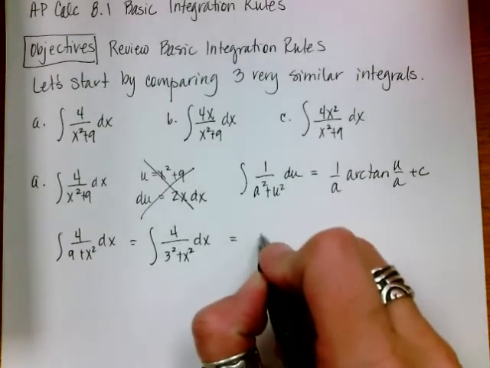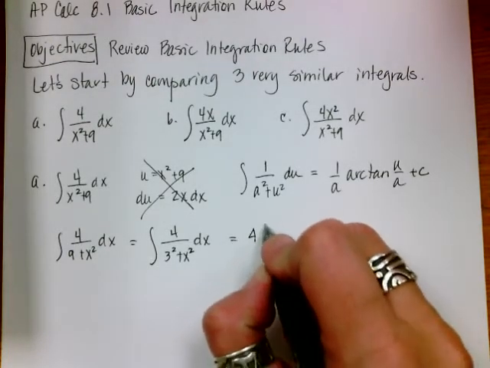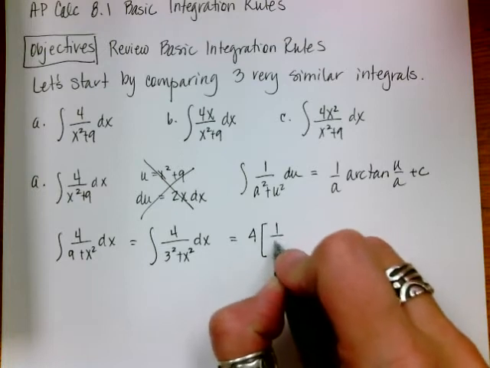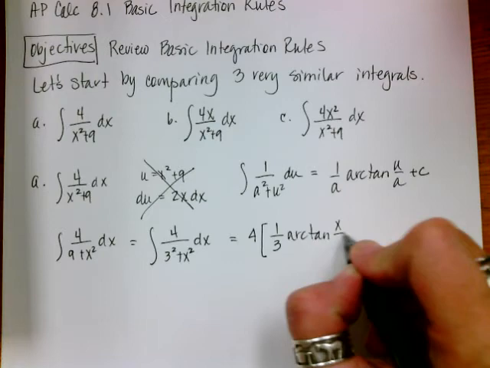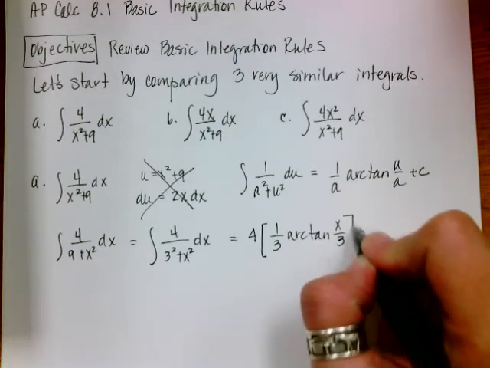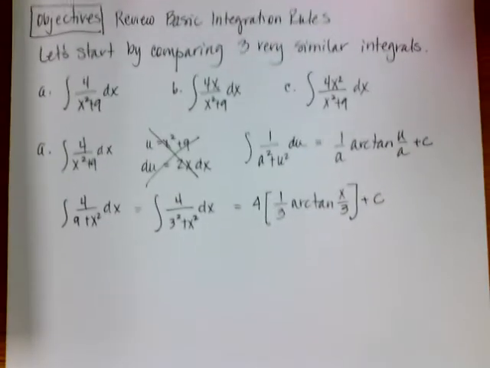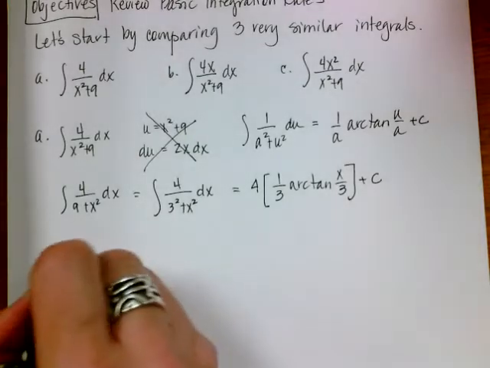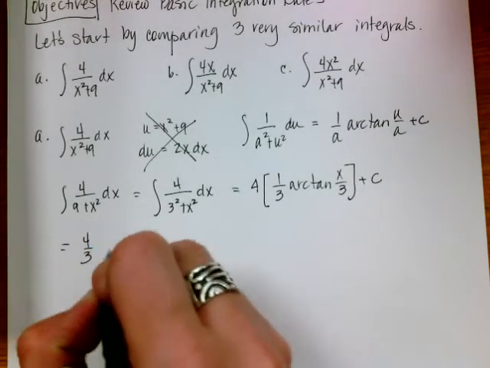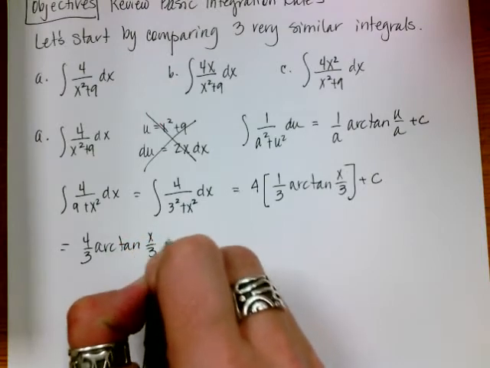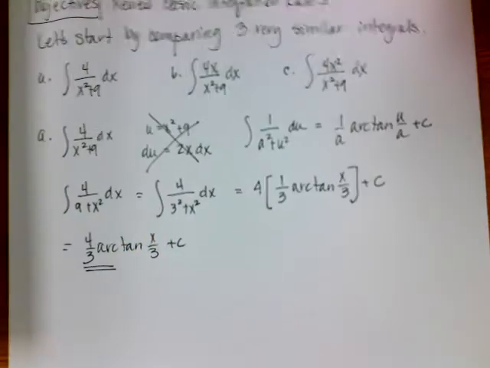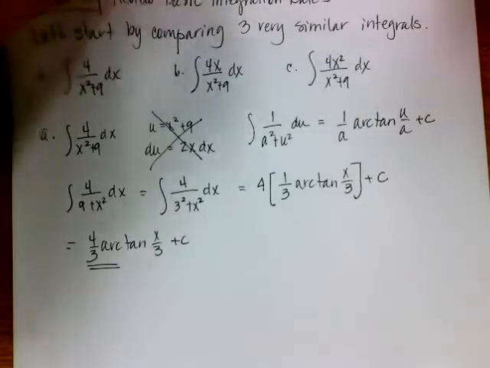So this is going to equal, I'm going to pull the 4 out front, and then I'm going to have 1 over 3 arc tangent of x over 3, and then there's my plus c. I could distribute one more time to make it look a little prettier, and I would have 4/3 arc tangent of x over 3 plus c. And that one's done.